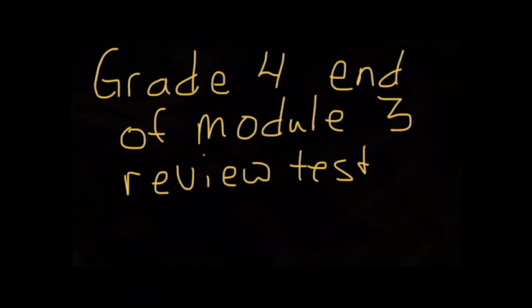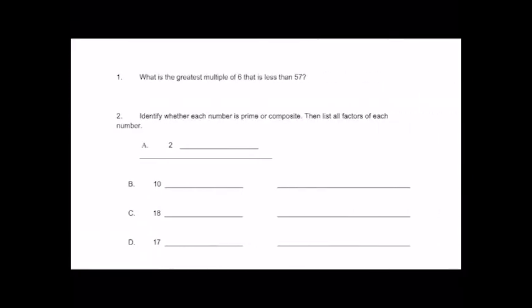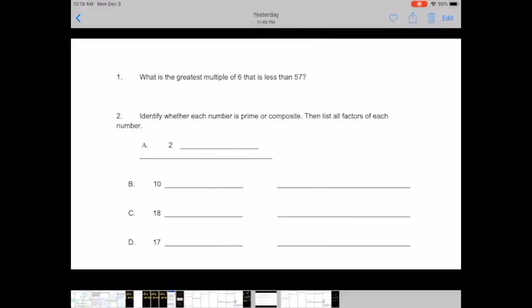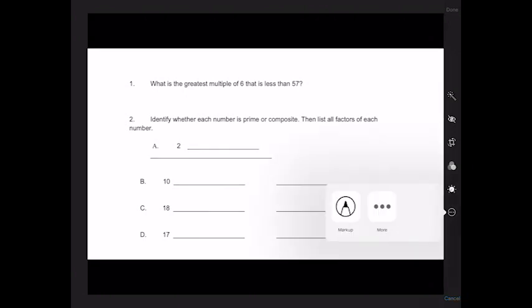This is Mrs. Heathcote with Engage New York or Eureka Math, Grade 4, end of Module 3 review test. Number 1, what is the greatest multiple of 6 that is less than 57?